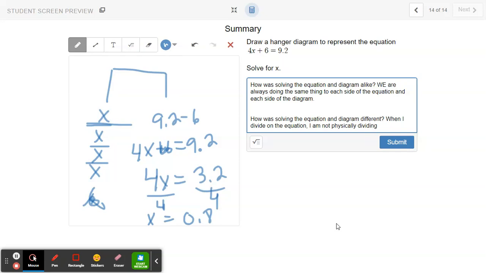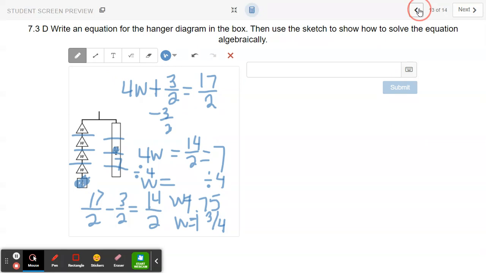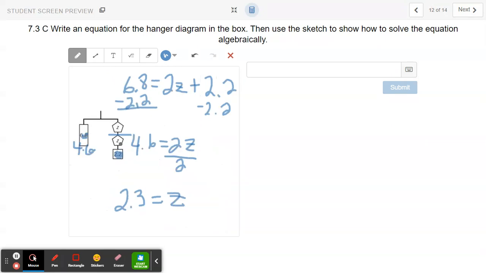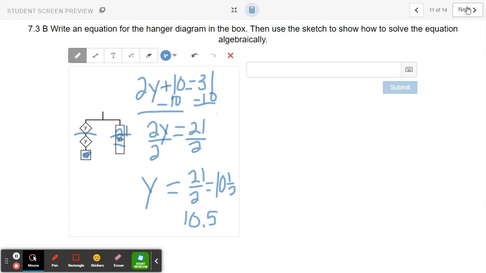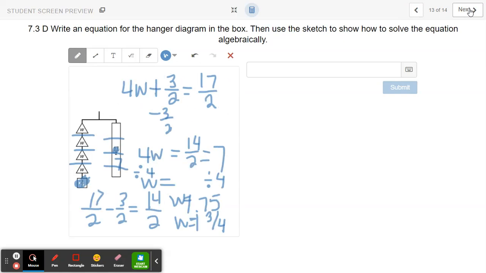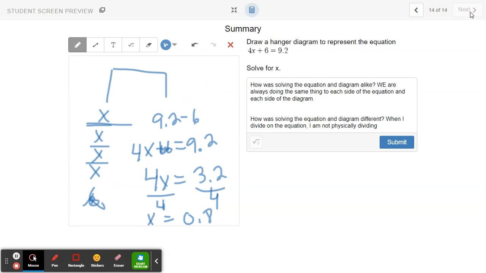And you might find something different, all right? So the main idea here, our lesson summary for this, is basically when you're using hanger diagrams, you've got balanced sides, right? And anytime you do something to one side, you do it to the other. And with hanger diagrams, the whole concept is thinking to yourself, we want to get that variable into a group by itself. Okay? Which is a little bit different from the way we were thinking when using bar models. Okay? And that is it. You are finished with lesson 7.